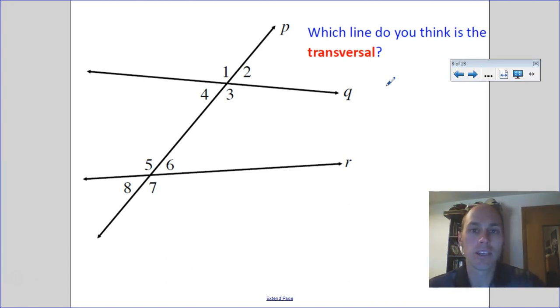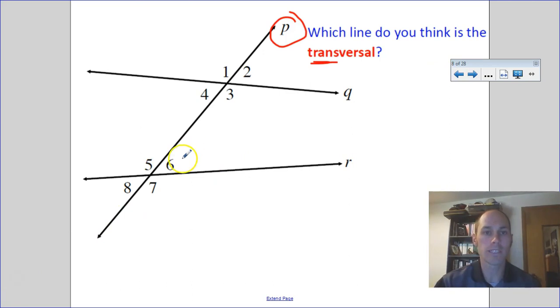Line P, line Q, or line R? Well, it's line P. Line P is the transversal. Trans means across, so it's lying across two different lines. So that's the definition of a transversal, a line that goes across two other lines.